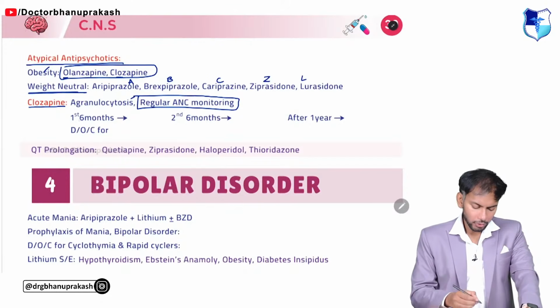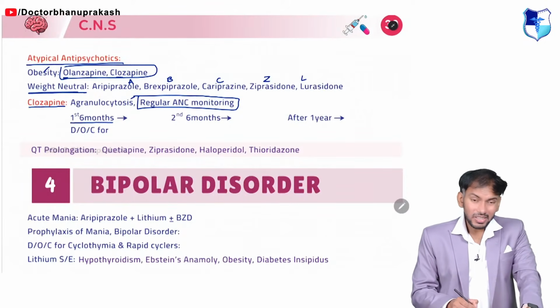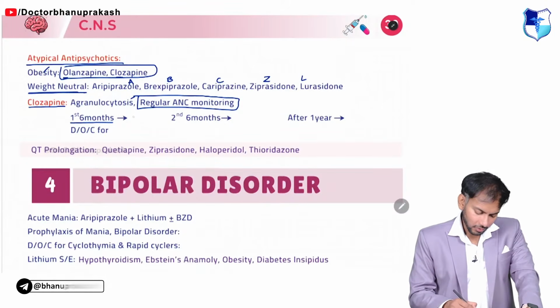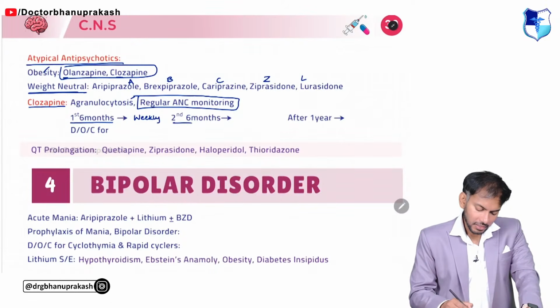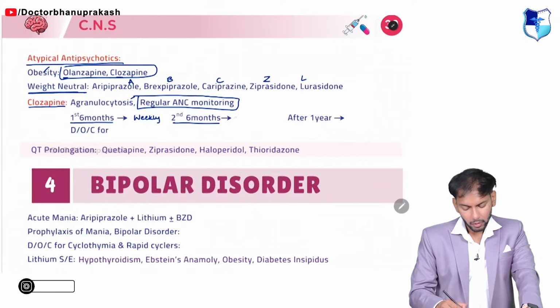So, how regularly do you have to do it? For the first 6 months, you have to do it every week. From the second 6 months, you can do it fortnightly. Fortnightly means after every 2 weeks.